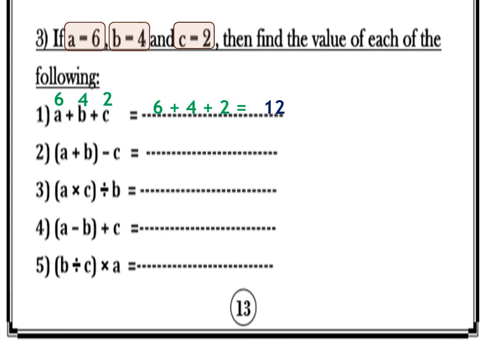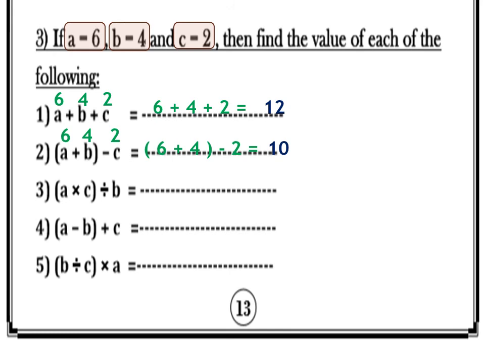Now in number 2, open bracket, a plus b, close the bracket, minus c. So let's put the value of each of the following. A is 6, b is 4, c is 2. So open bracket, write 6 plus 4, close the bracket, then minus 2. On the calculator, the answer will be 10.